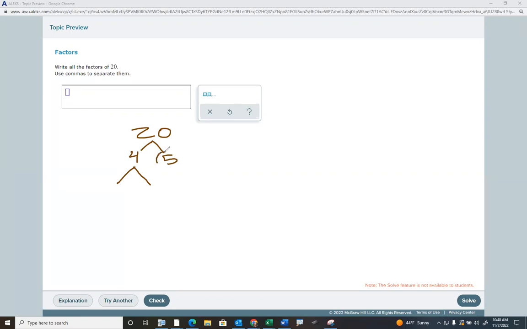But 5 we just saw is prime. There's nothing that divides into it besides 1 and 5. Well, what divides into 4? Well, it's an even number, so 2 divides in. How many times? 2 times.